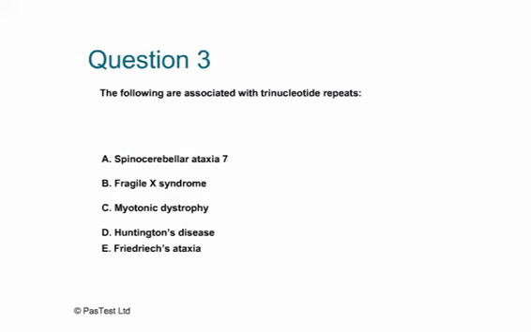Right, let's move on to part 3, question 3. Now this is asking about a rather unusual form of inheritance pattern. Not an inheritance pattern as such, but it's a molecular mechanism. Trinucleotide repeats. Which of these conditions is associated with this molecular mechanism? Mark your answers now.